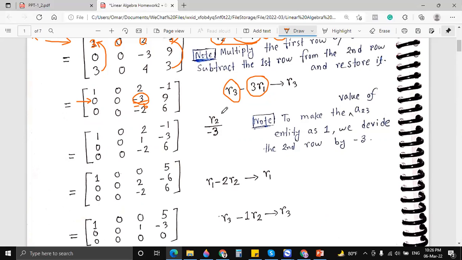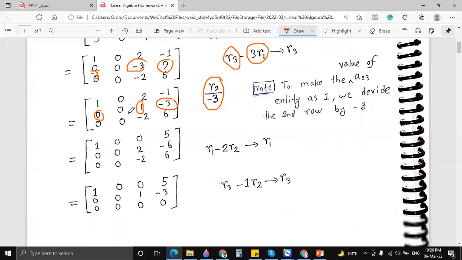That's why I divide row 2 by minus 3. So 0 by minus 3 is going to be 0. Minus 3 by minus 3 is going to be 1. And 9 by minus 3 is going to be minus 3.